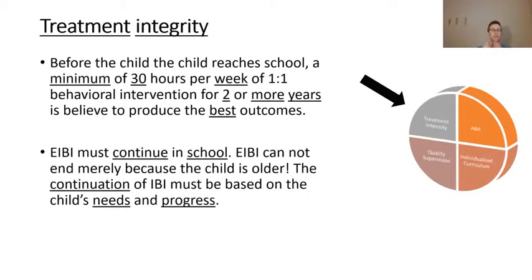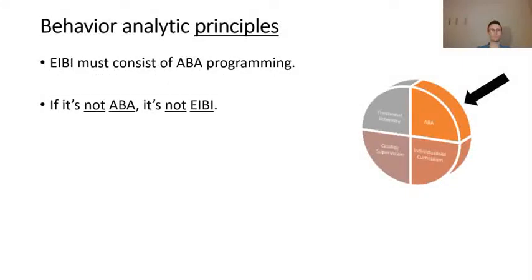Now, EIBI, again, must continue in school, and it cannot merely end because the child's older. The continuation of EIBI must be based on the child's needs and progress. Okay, not their age, their needs and their progress. Next are behavior analytic principles. EIBI must consist of an ABA program.